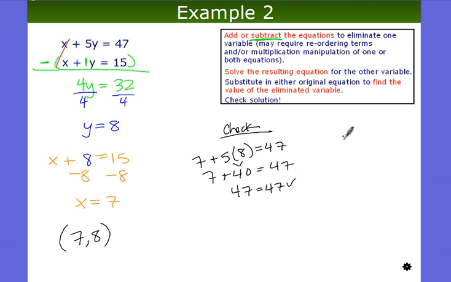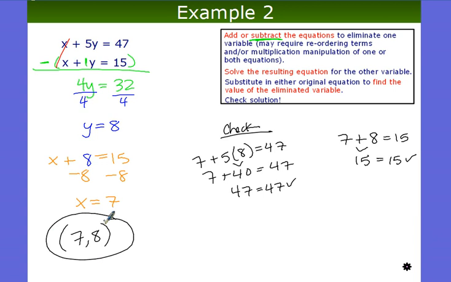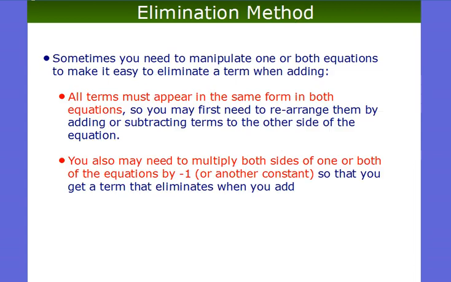Let's check the second one. x, which is 7, plus y, which is 8, equals 15. And then 7 plus 8 is 15. 15 equals 15. Therefore, this is the solution to that system. Okay, so let's take a look at the third example.